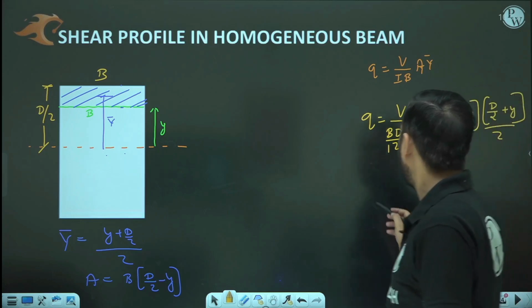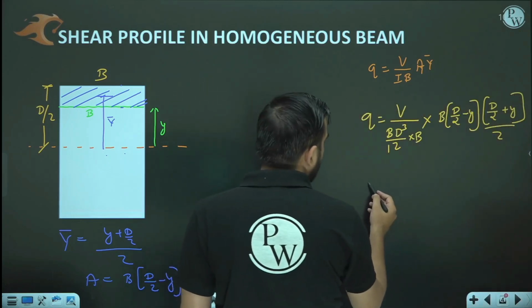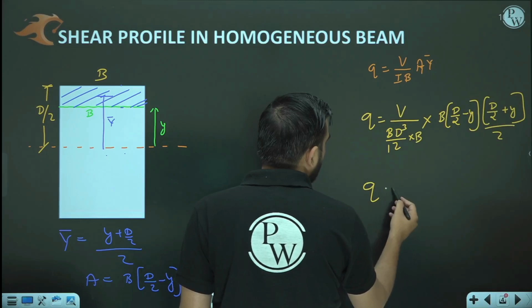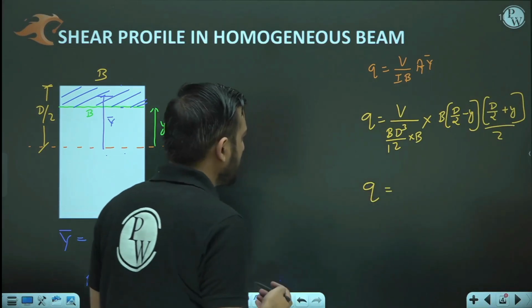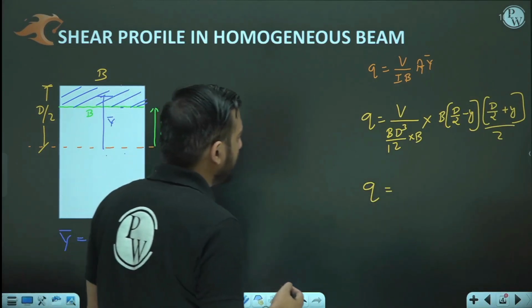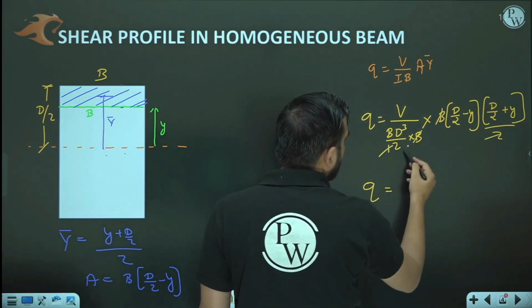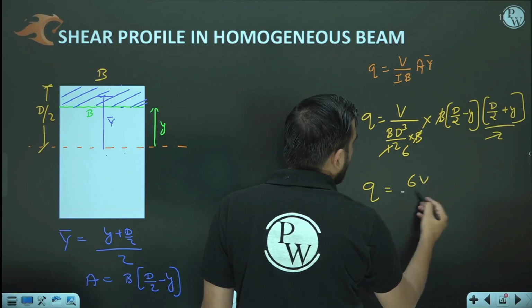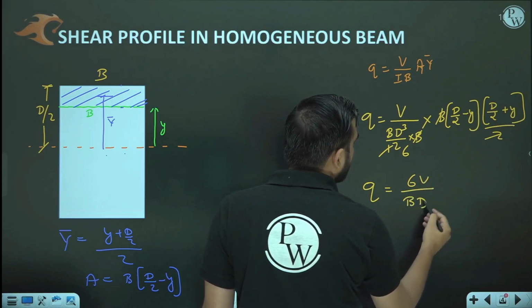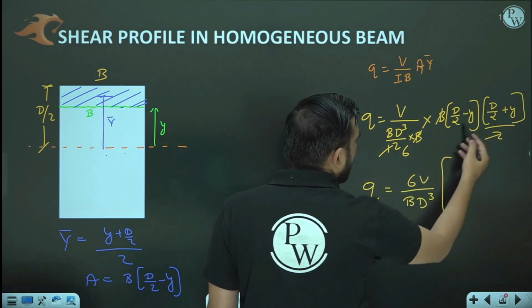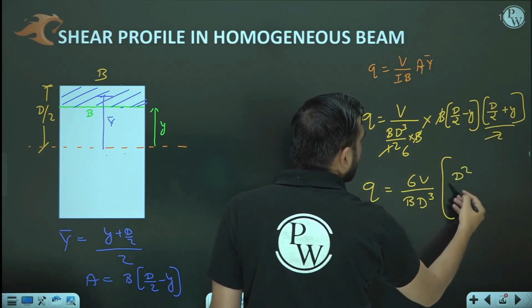So finally, whatever you are going to get here, the actual shear stress at a location y from the neutral axis is given by, B will cancel here, 2 and 6, so it is 6V upon B D cube, into A minus B, A plus B, which is A square minus B square.